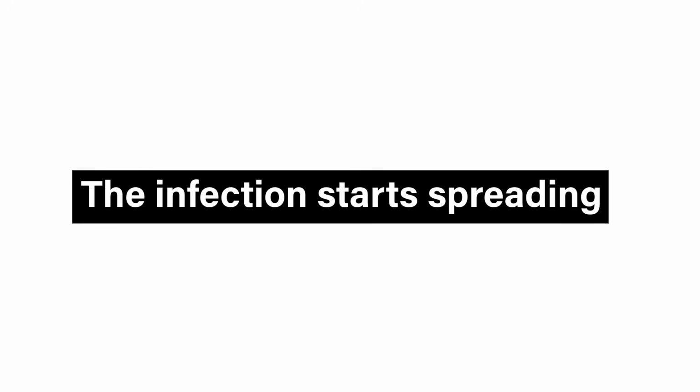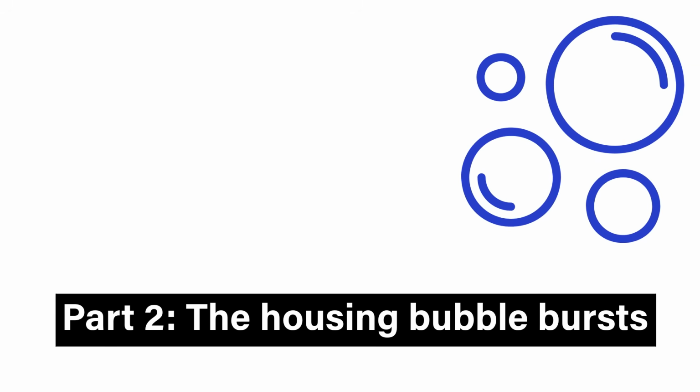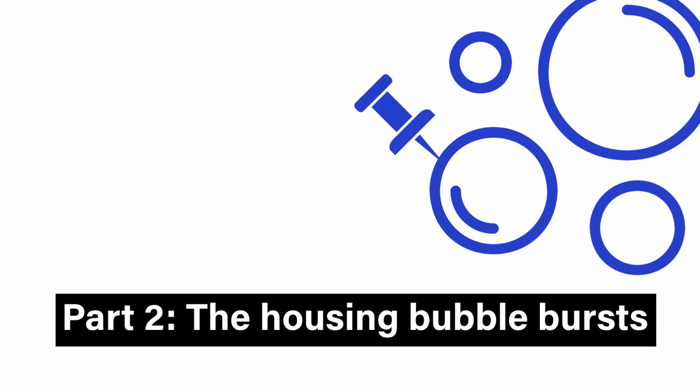In part 1 of this 2-part series, we will start with the economic background in the US, then we will zoom in on the housing market and the bubble that started growing in the mid-2000s. Then we will find out how and why the infection spread throughout the global economy. In part 2, we will cover what happened when the bubble finally burst.